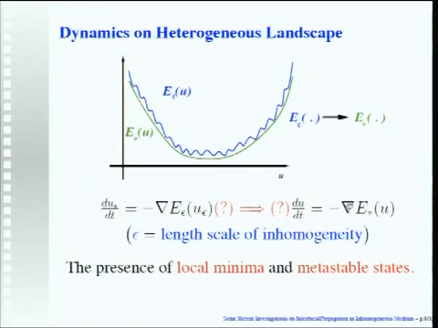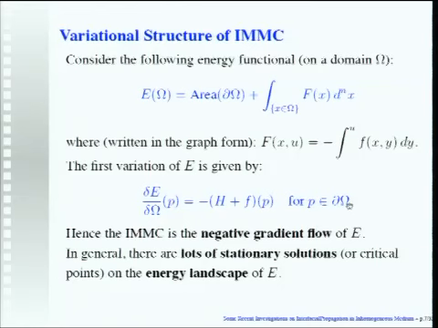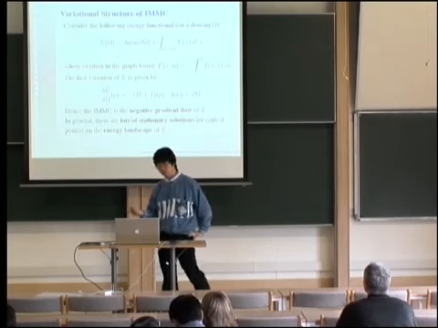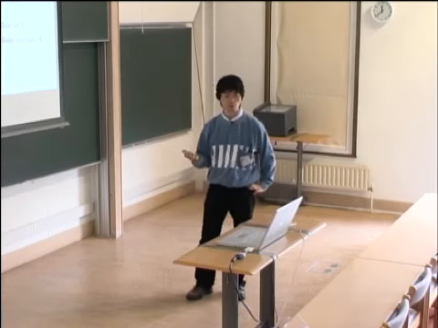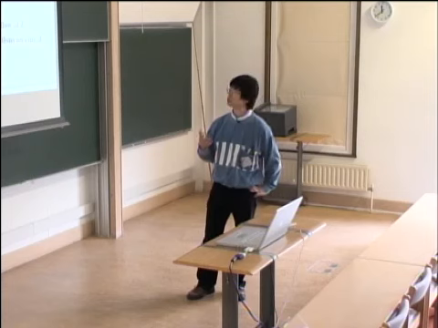Time, the dynamics, and epsilon goes to 0. And because the motion by mean curvature actually has its own variational structure, the energy of the system is the area and then some bulk term coming from the inhomogeneity. So if you look at the first variation or Euler-Lagrange equation of this energy, it is mean curvature that tries to reduce the surface area, and then this little f is the local form of this forcing. And so it is a negative gradient flow, and in general with arbitrary little f, there are lots of stationary solutions, and hence the energy landscape is very complicated.